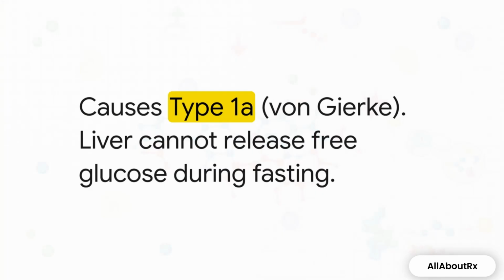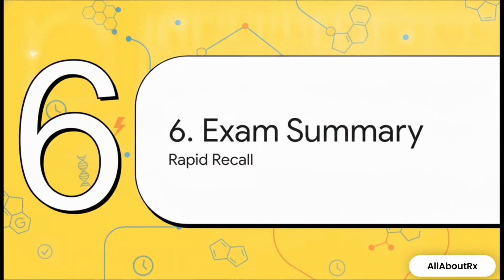A deficiency in glucose 6-phosphatase causes Glycogen Storage Disease Type 1A. You probably know it as von Gierke disease. Without this enzyme, the liver is completely unable to maintain your blood sugar levels during a fast. The glycogen gets broken down into glucose 6-phosphate, sure, but it gets permanently trapped there. Patients present with severe, life-threatening fasting hypoglycemia, all because that one vital step to release free glucose into the blood is broken. Let's bring it home with our rapid-fire exam summary.